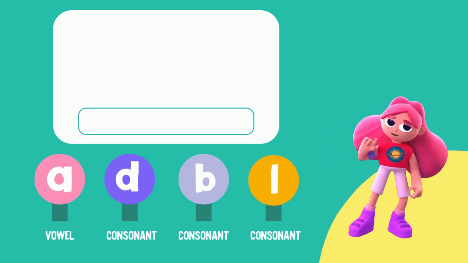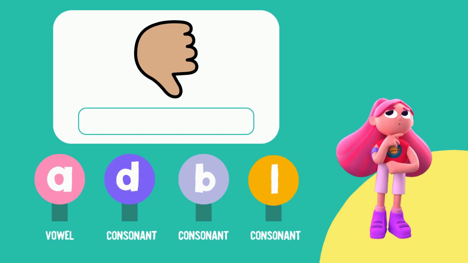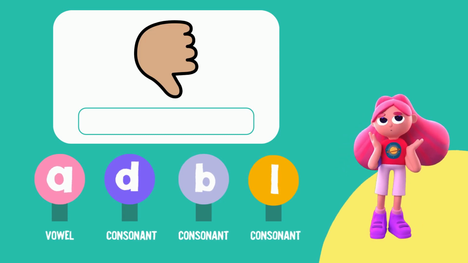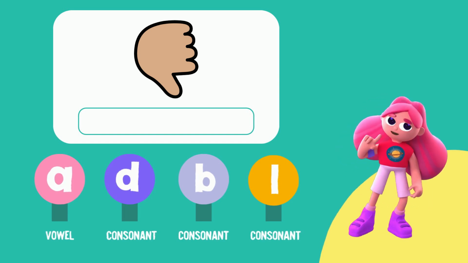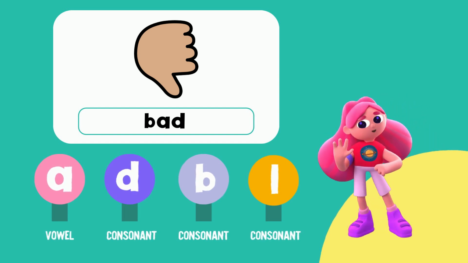Let's move on to the next word. How do you spell the word bad? Bad. Bad is spelled B-A-D. Great job!